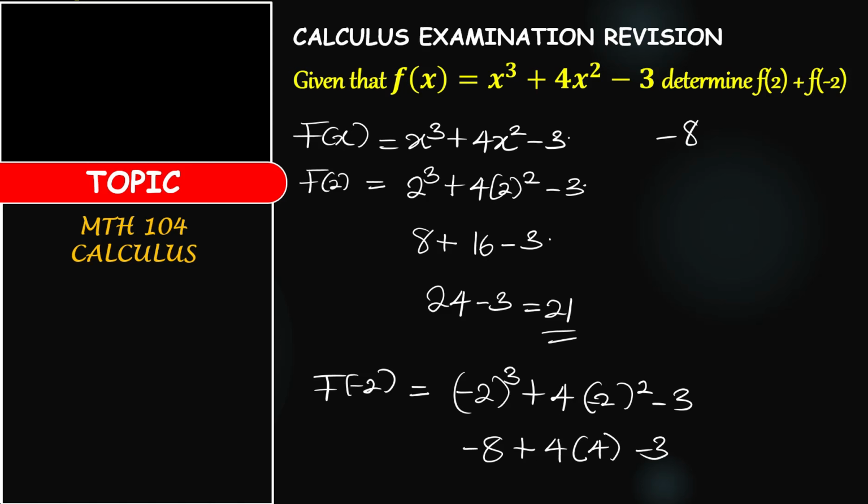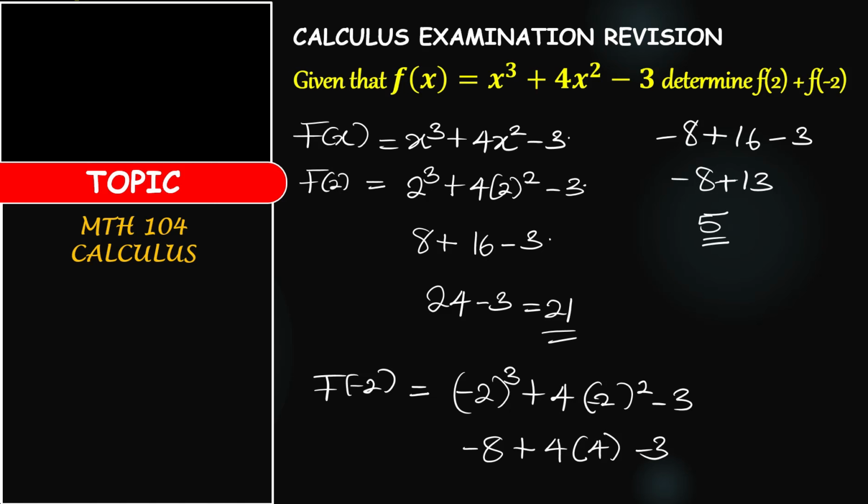Minus 2 to the power of 3 is minus 8 plus 4 bracket minus 2 square is 4 minus 3, which should be minus 8 plus 4. 4 times 4 is 16 minus 3. 16 minus 3 is 13. So minus 8 plus 13 is 5.